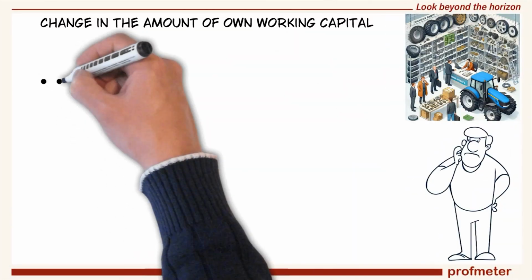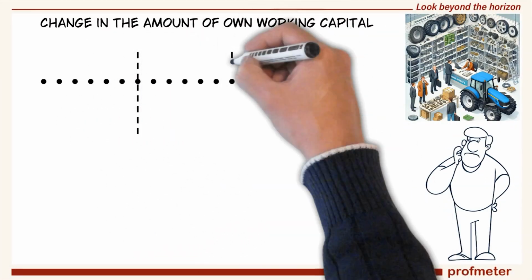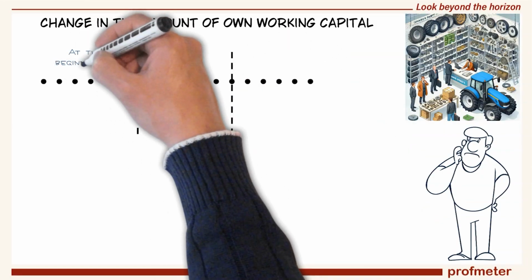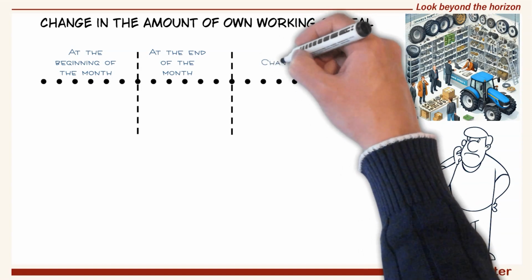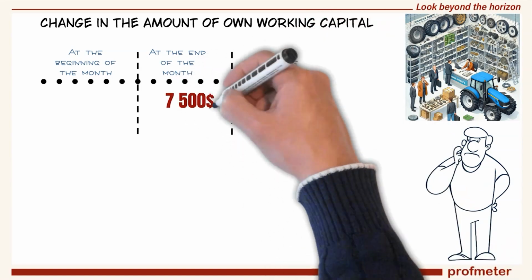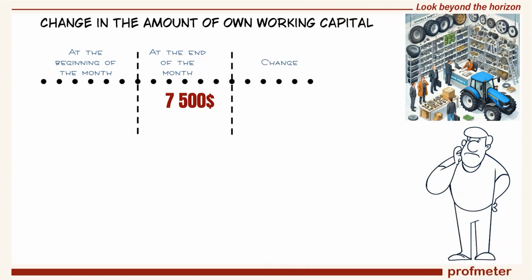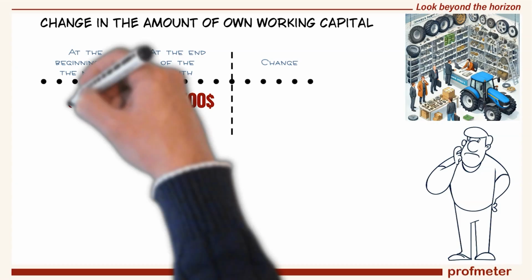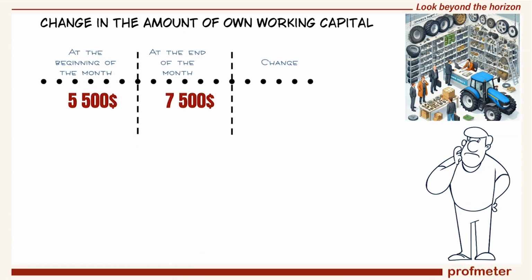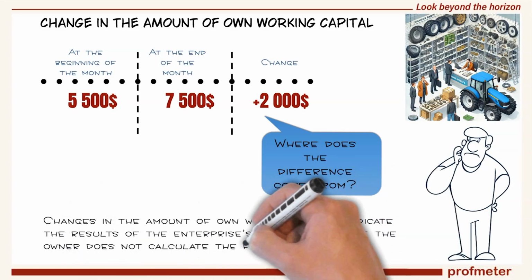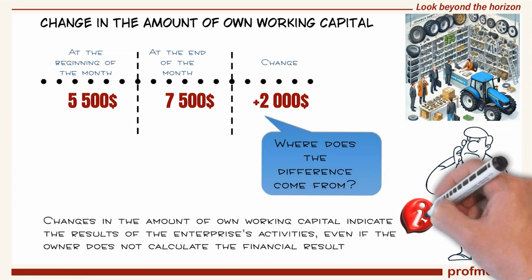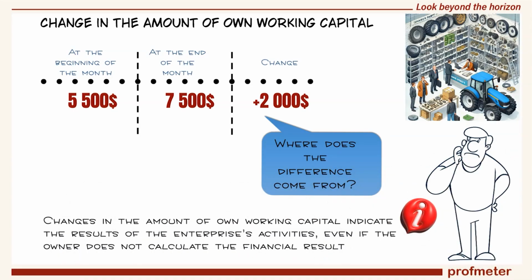Now let's look at another very important application of own working capital. Suppose we calculated this figure at the end of the month, $7,500 as we remember, and now let's do the same calculation for the beginning of the month. Suppose the resulting value is $5,500. What does this mean? Where did the difference come from? And here we arrive at a very interesting property of own working capital, which serves as a way to verify the accuracy of management reporting.